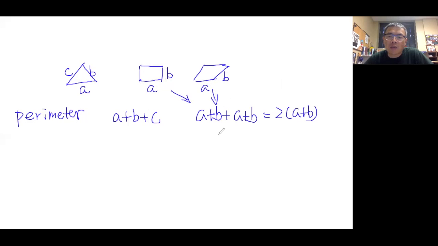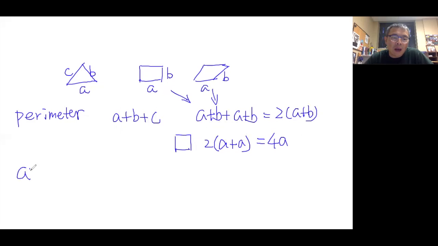In the special case when you have a square, a equals b. If you put a equal to b here, you have 2 times (a plus a), which gives you 4a. Or you can add them directly: a plus a plus a plus a, that's 4a as well. So the perimeter part is pretty straightforward.